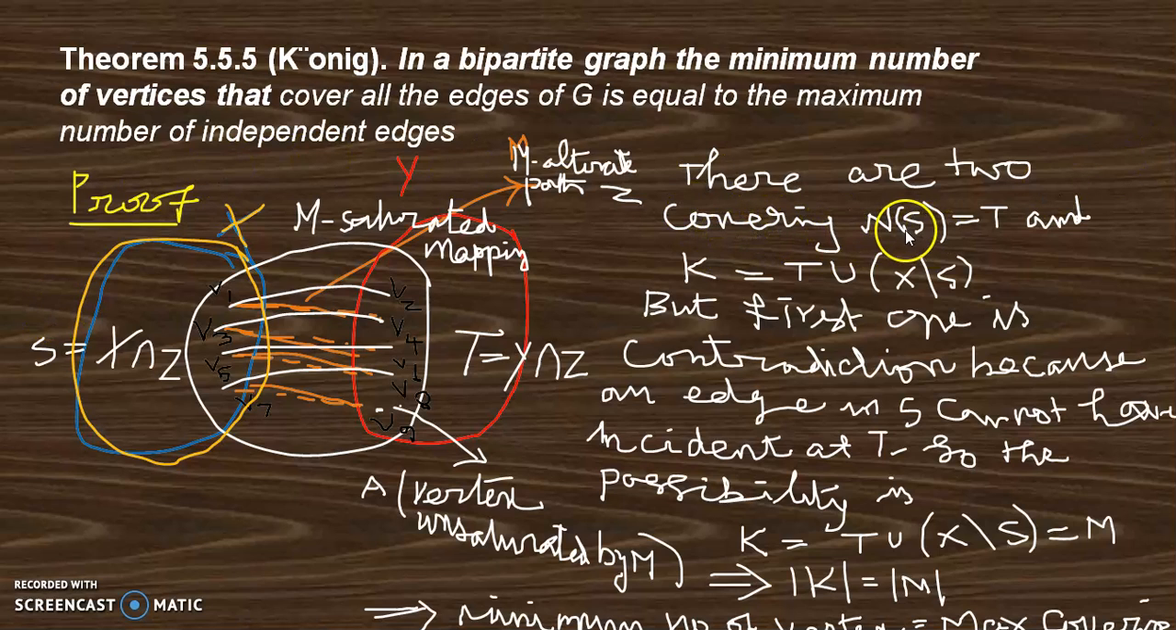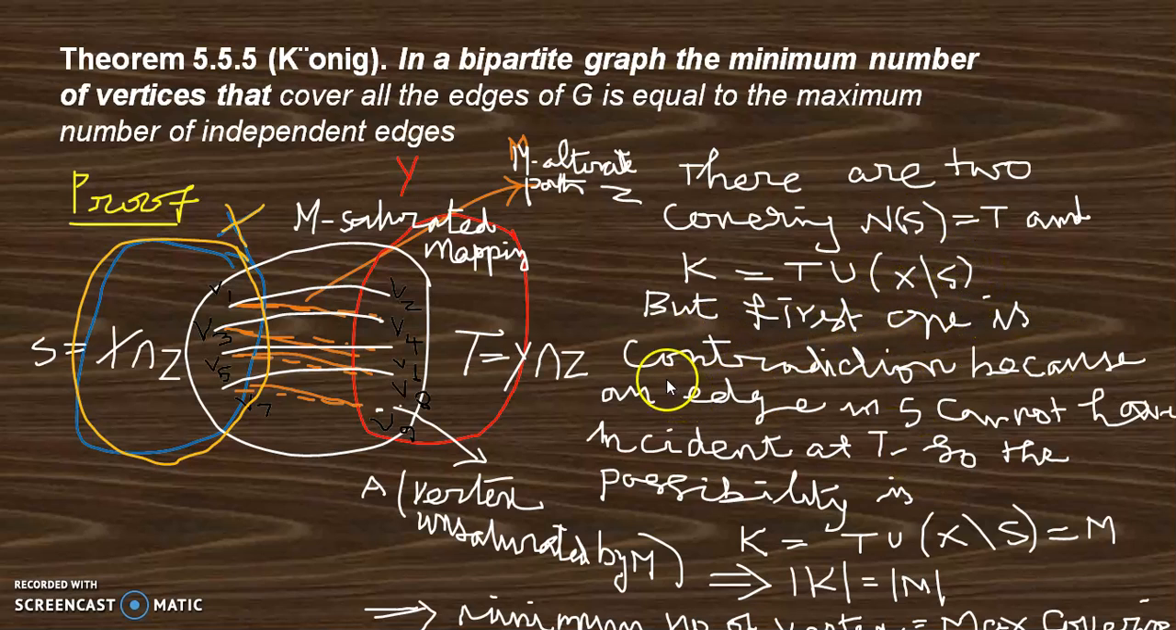Now there are two covers here. One is the neighborhood of S, where S is a subset of the graph, and that I am taking as T. And definitely K equals T union X minus S. What does K mean? K is the total number of vertices. That must be equal to T, the neighborhood of S, and X minus S from the capital X. This is true: K equals T union X minus S.